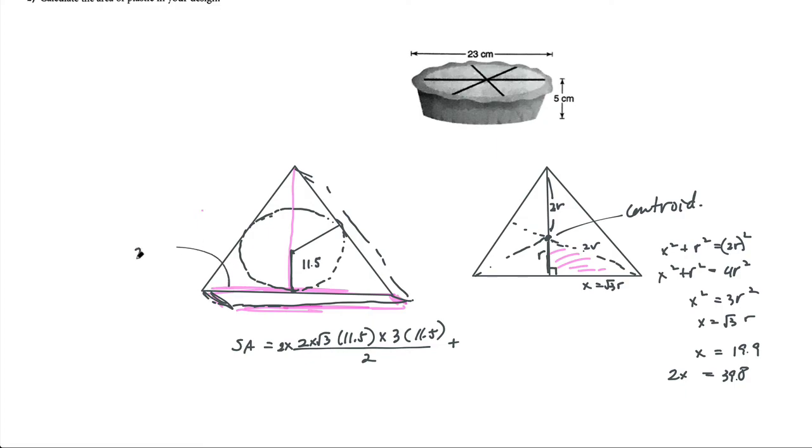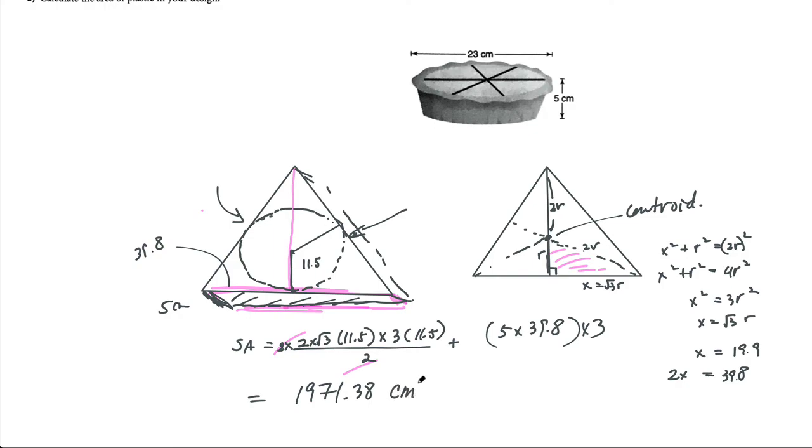So this length is 39.8, and we know that we want this to be 5, the thickness of the box. Okay, so we have 1, 2, 3 of those. So 5 times 39.8. Okay, it's a rectangle, so it's just length times width. And we have one side, 2 here, and the third one we cannot see. So times by 3. Okay, so that's 1971.38 centimeters squared.